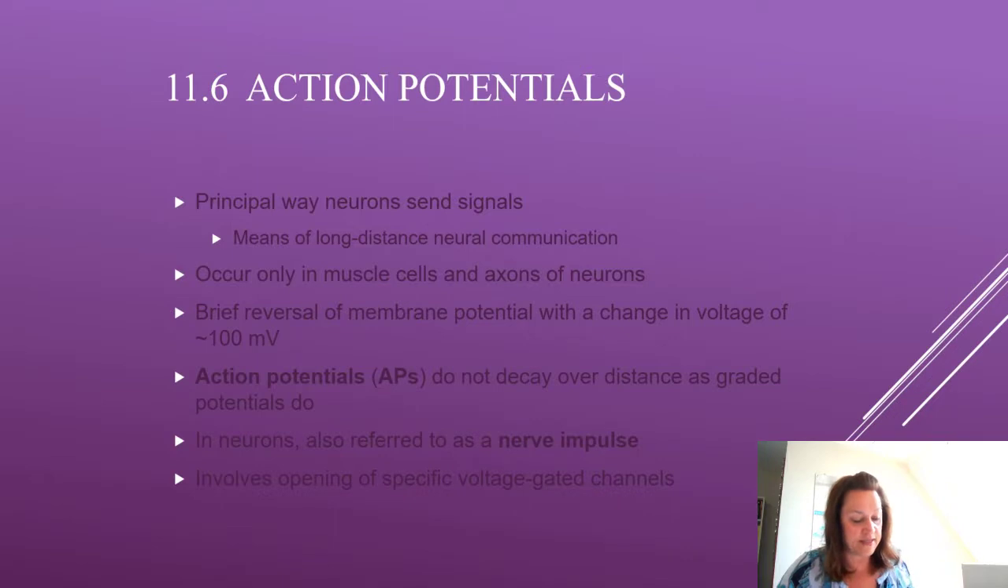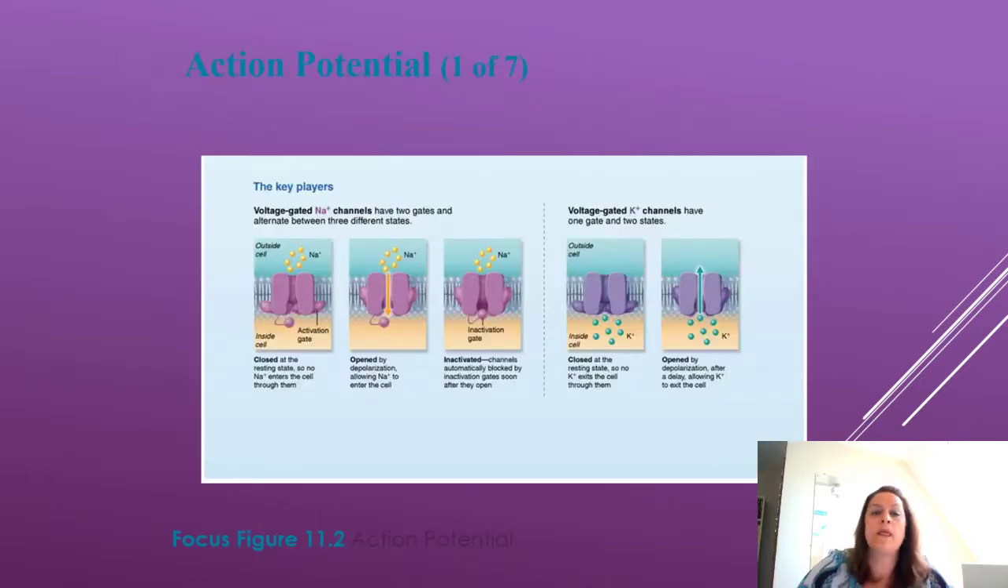Now we did cover this from chapter 9, so this should be a review. We're going to add millivolts, we're going to add voltages here, but we're really going to review exactly what we talked about already. So what do we need to know? Who are the key players, right? The voltage gated channels have two gates and alternate between the different states. Sodium going in one way and potassium coming the other way.